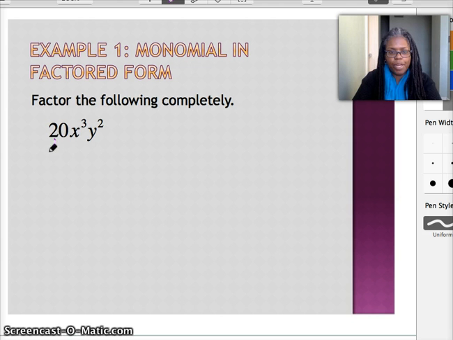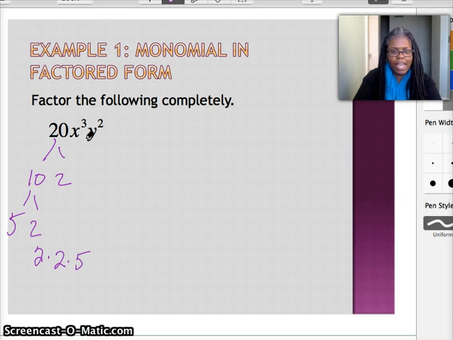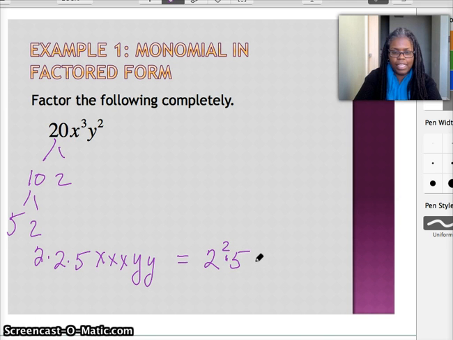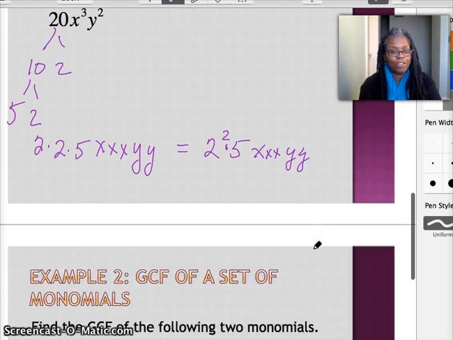Thinking through what makes 20, I'll say 10 times 2, 5 times 2, 2 times 2 times 5. I think those are all primes, so I'm done on that account. So 2 times 2 times 5. And with the x, I'm just going to write the x. Since it's x to the third power, I'll write that 3 times. And since that's y to the second power, I'm going to write that twice. Here's the factored form. I think it's sufficient to say 2 to the second power times 5, and then you could leave the x's written out like that, and the y's written out like that. That's really all that we need to do with factored form.